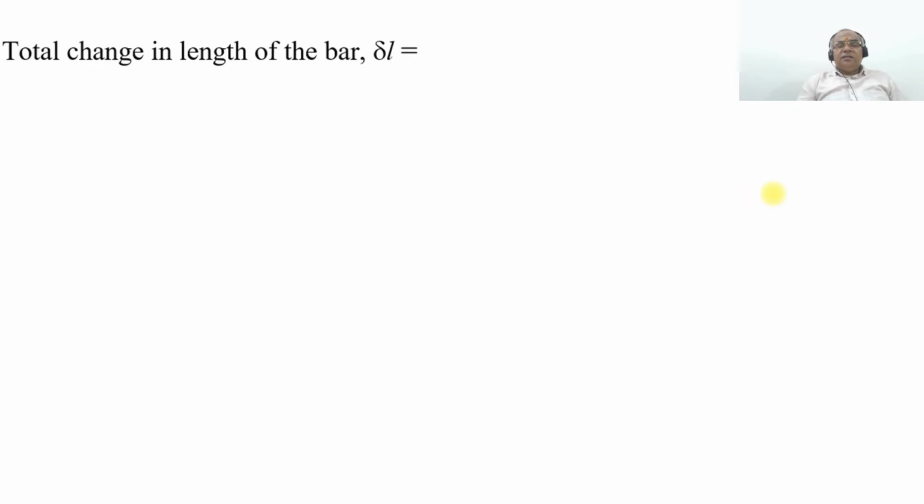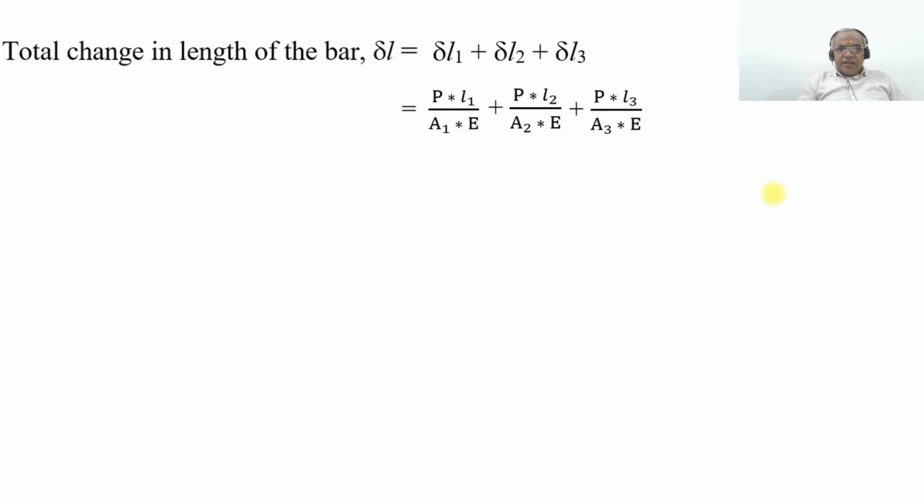The total change in length of the bar, since we have the same axial pull for the entire cross section, is delta L equals delta L1 plus delta L2 plus delta L3. Which is nothing but P into L1 by A1 into E plus P into L2 by A2 into E plus P into L3 by A3 into E. Taking out the common factor P by E, you get L1 by A1 plus L2 by A2 plus L3 by A3.